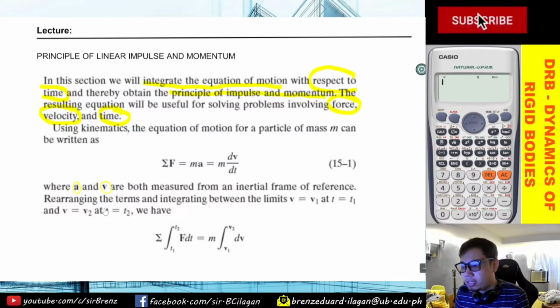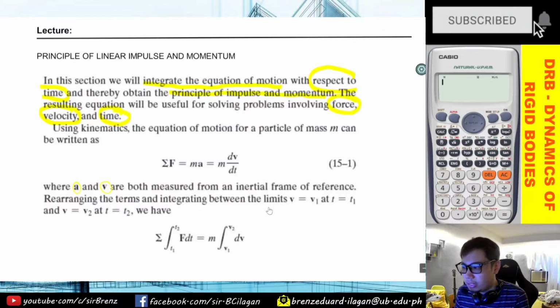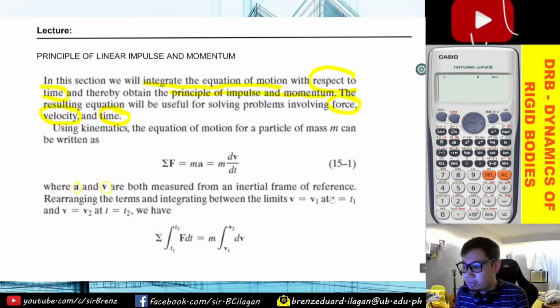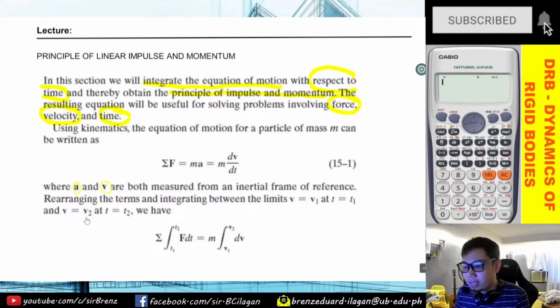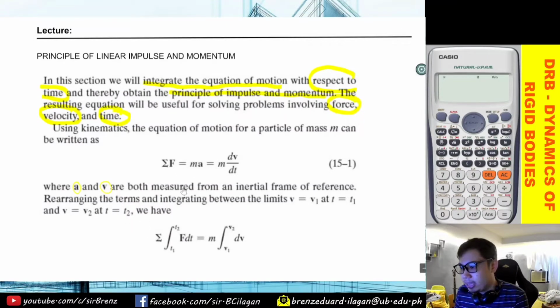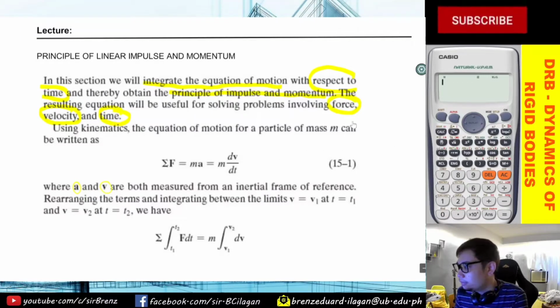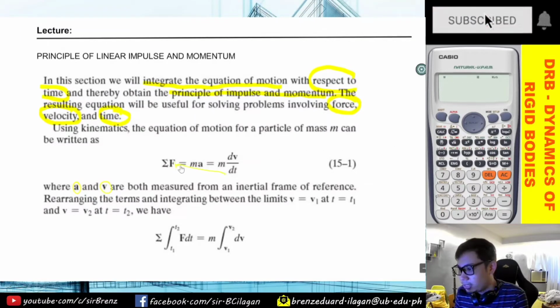So when you rearrange the terms and integrate between the limits of the velocity and time, with v sub 1 and t sub 1 as your initial velocity and initial time, and v and t as your final velocity and yung final time na i-consider natin. So with that, the equation will be F dt is equals to m dv.